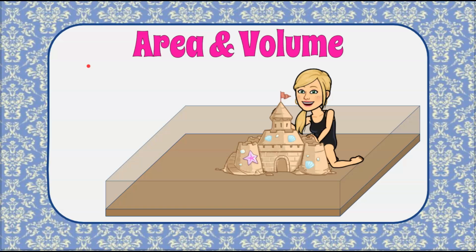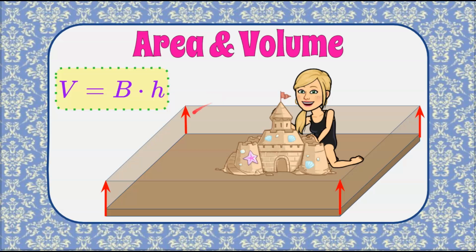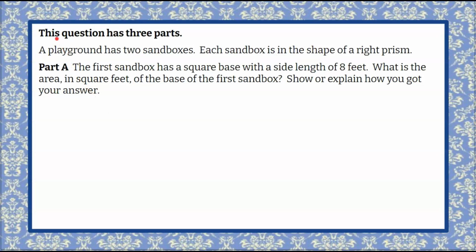It's the magic of math here, and today we're going to be talking area and volume as we talk about area of a base multiplied by its height using a sandbox. We're going to begin by understanding that this question has three parts. And our real-world situation is that we have a playground that has two sandboxes. Each sandbox is in the shape of a right prism.